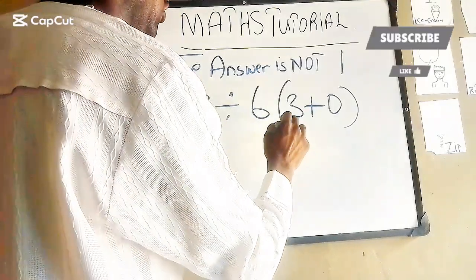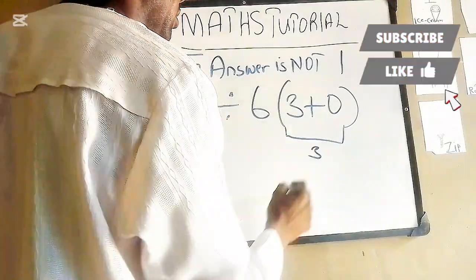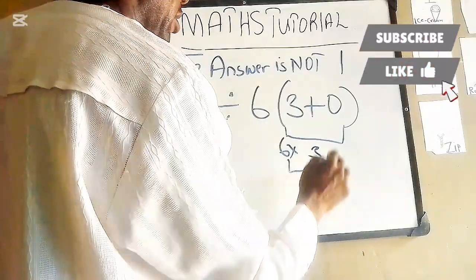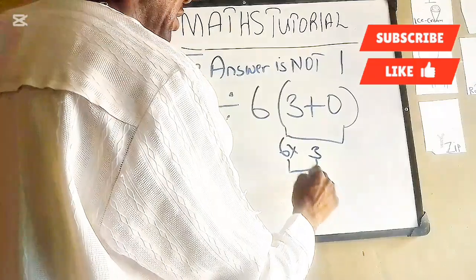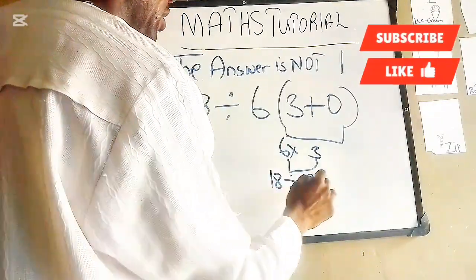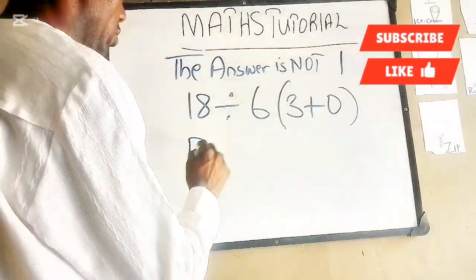If I start this way, I'm going to have 3, bring multiplication here, 6, now have 18. Bring this division here, divide by 18, equals 1. This is what? Wrong.